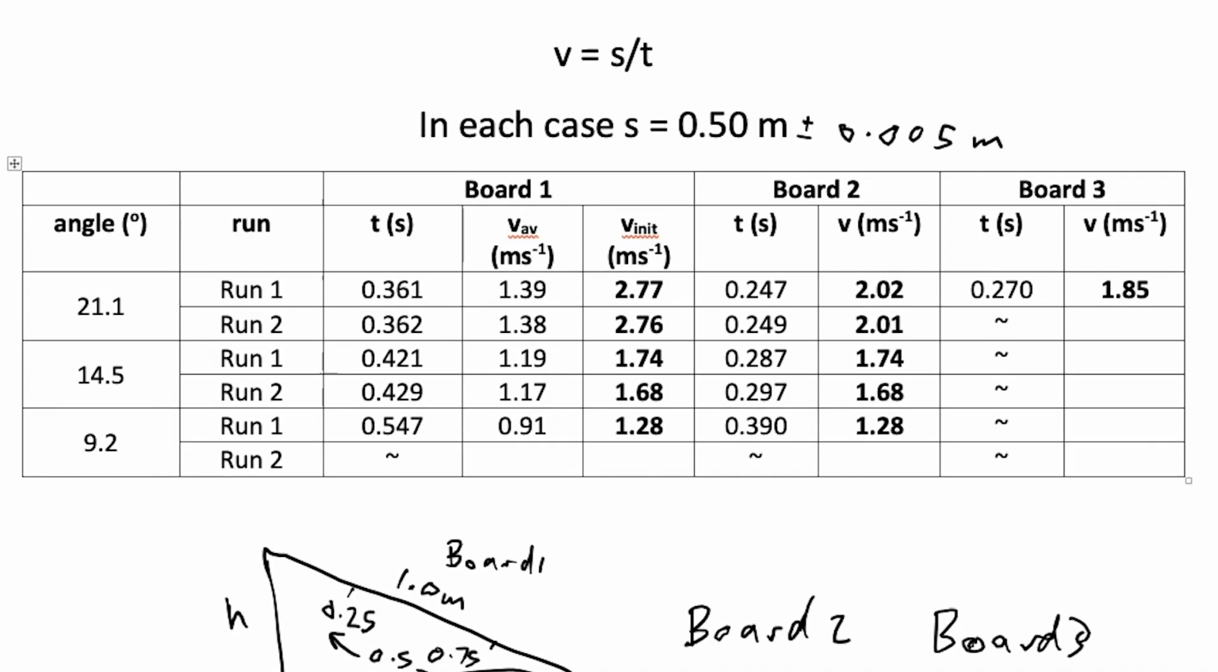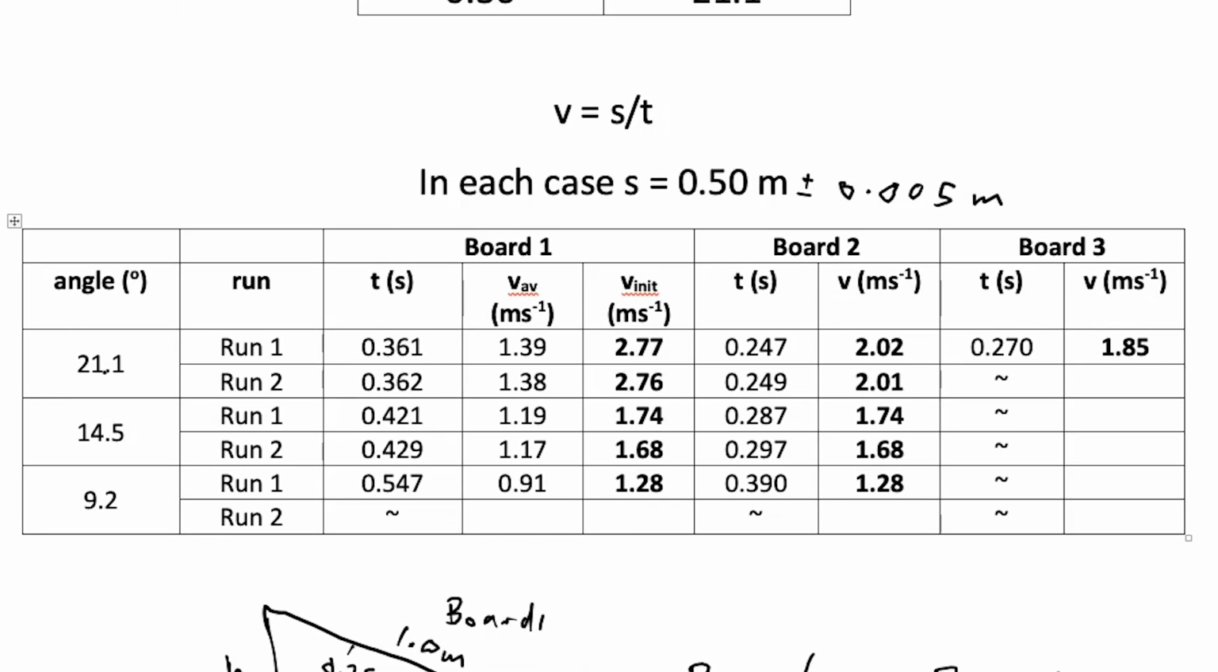So in each case, you've got the 3 different angles. We did biggest angle first and then lower and then lower. And we only did 1 run on that lowest height. We just ran out of time and didn't do a second run. So we have only 1 data point for that.